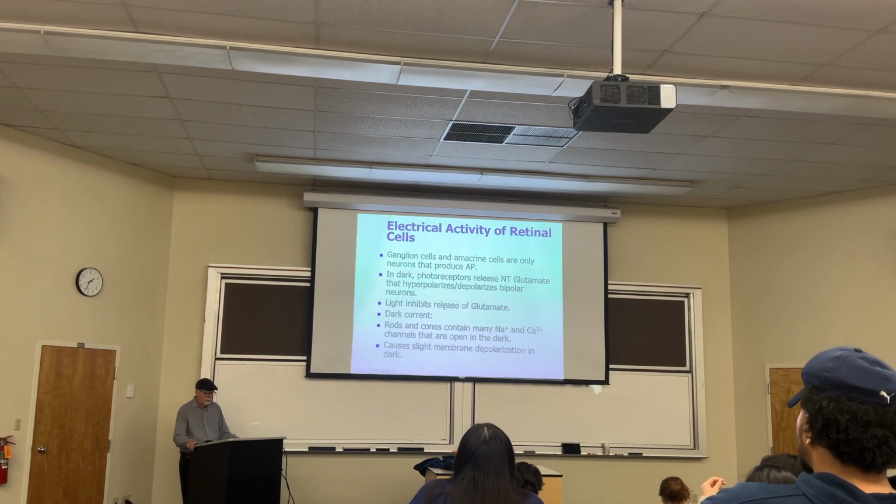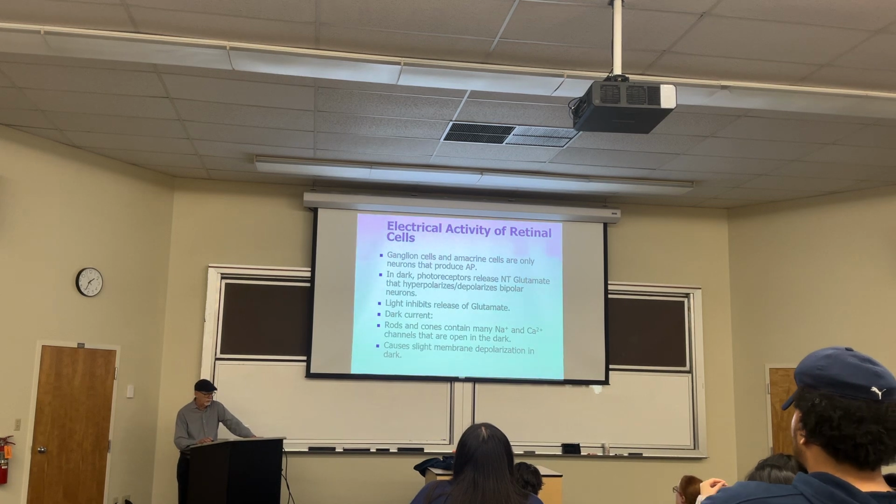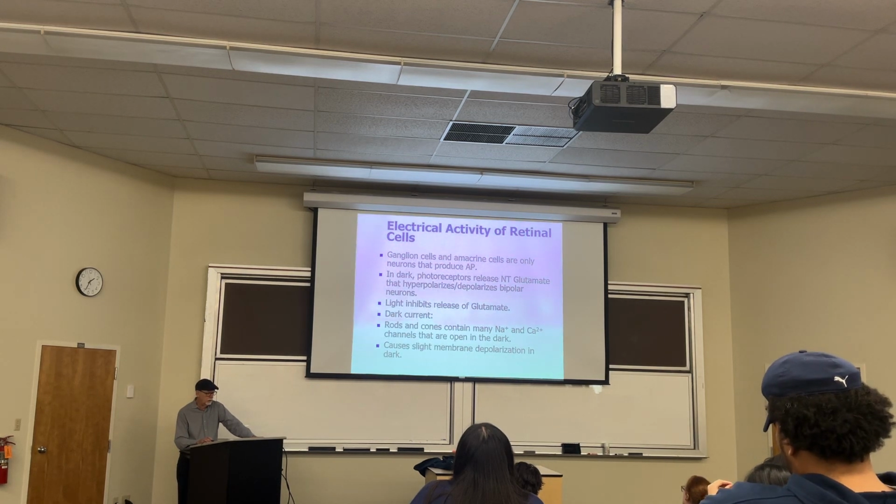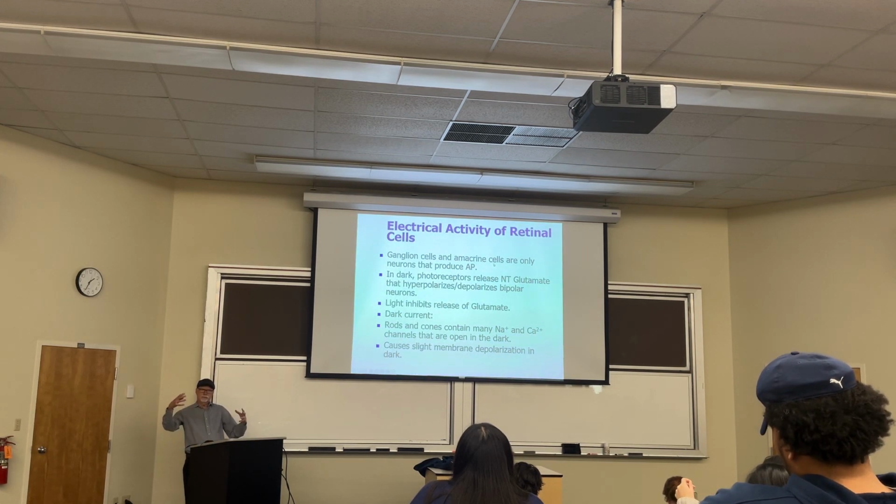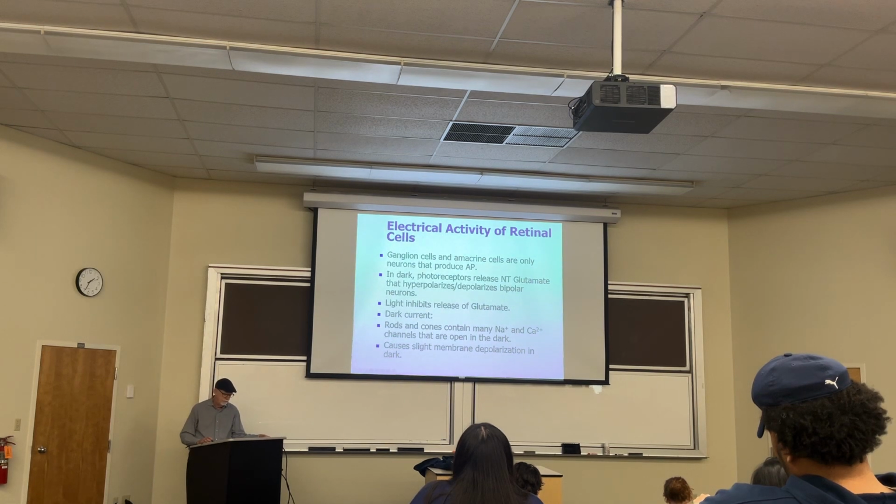Before we look at an important diagram in understanding this, remember that ganglion cells in our direct pathway are the only ones that produce action potentials. Photoreceptors and bipolar cells only produce local currents, depolarizations and hyperpolarizations. Now, amacrine cells, which are sort of helper cells there, also can produce action potentials, but again, we're not going to go into that in too great detail.